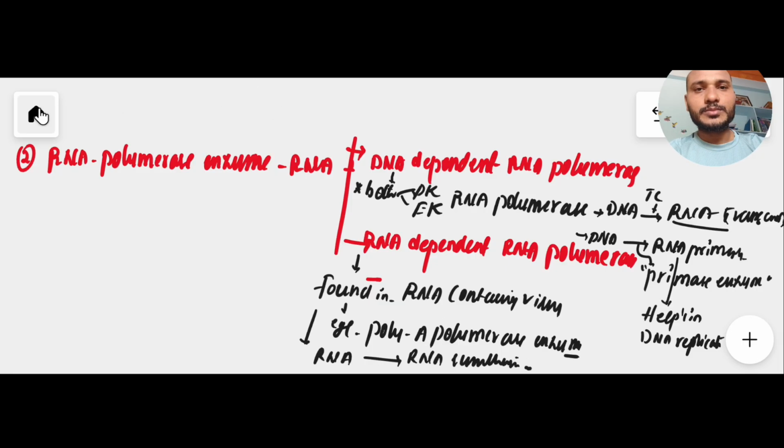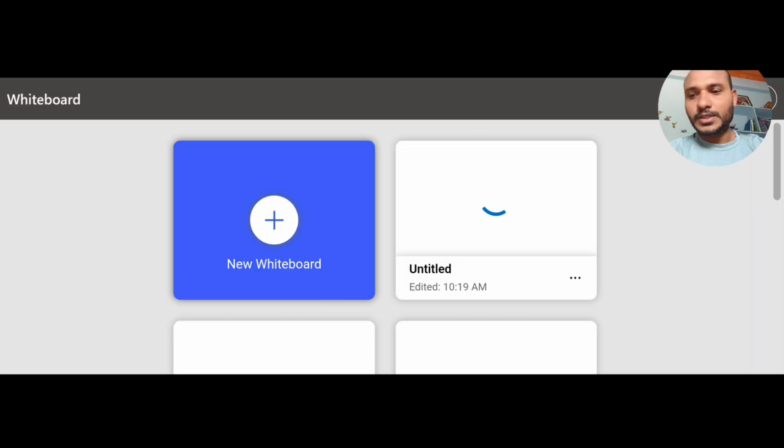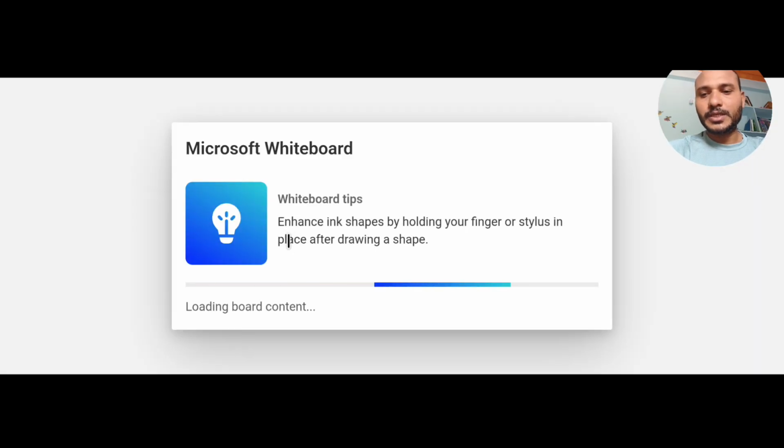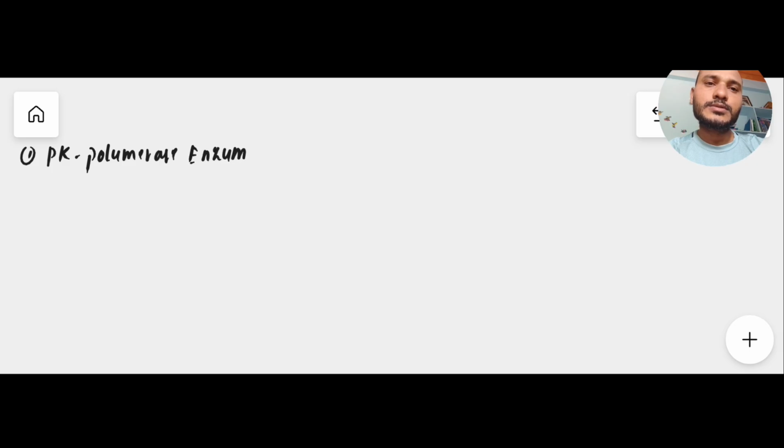Now coming to the most important concept, that is prokaryotic polymerase enzyme. We will discuss in detail about prokaryotic polymerase enzyme, in which we have two types.